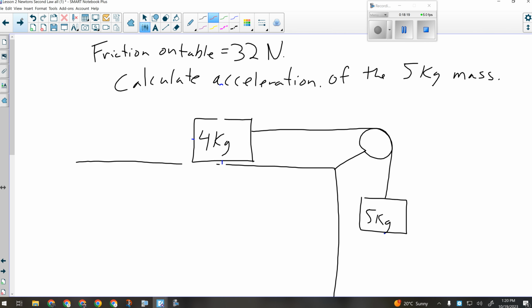Okay, try that system question. Friction's involved now. All the ones we did were frictionless. Now we got friction involved. The friction on the table, this is the table here, is 32 newtons. I want the acceleration of the 5 kilogram mass.